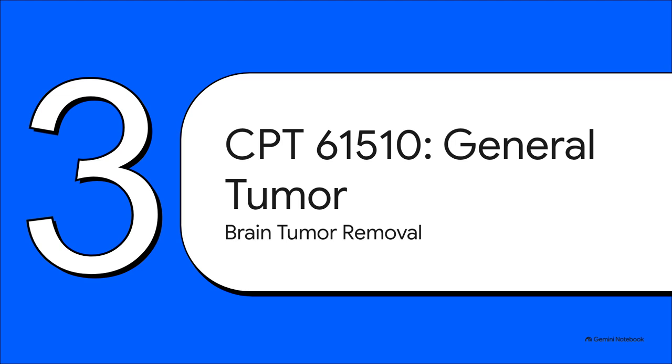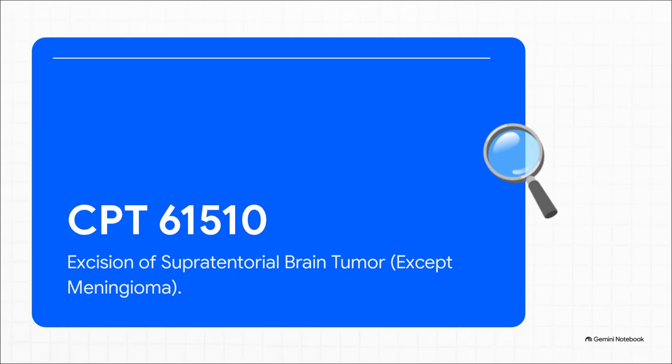Now that we're firmly upstairs in the supratentorial space, let's explore the primary code you're going to use for tumor excision in this specific room. The standard code for removing a primary tumor, like a glioma or an astrocytoma, or even a metastatic secondary tumor in this upper brain region, is 61510. The code description is crystal clear. It's for the excision of a supratentorial brain tumor, but notice it distinctly says except meningioma. We're going to get to that exception in just a second, but for most general tumors in the upper lobes, 61510 is your target code.